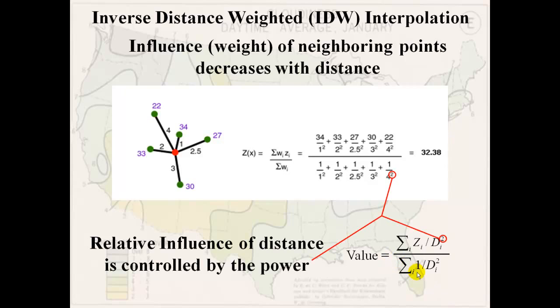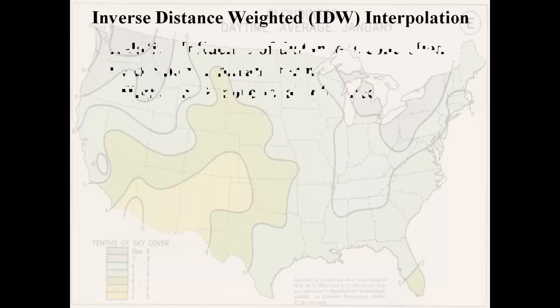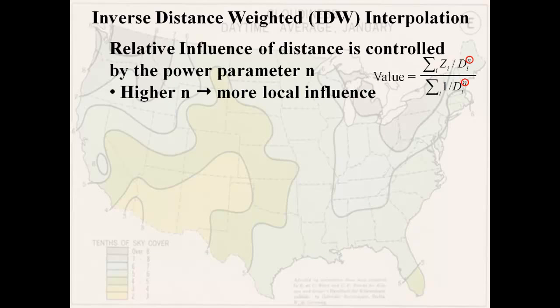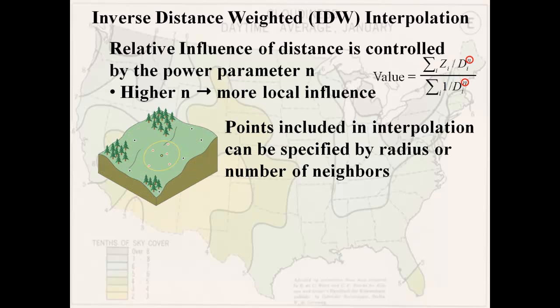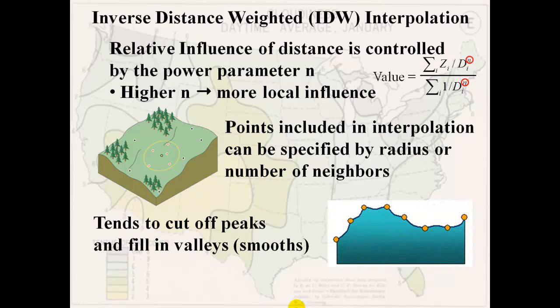So the power is the relative influence of distance. The higher the power, the more importance closer points get. You can tell this method to either pick a number of points or by a radius. So you can go out a certain distance and pick all the points that are within there and include those in your equation, or you can say I just want the closest 4, the closest 6, or the closest 8, and it'll go out and find those closest points and include those in the equation.